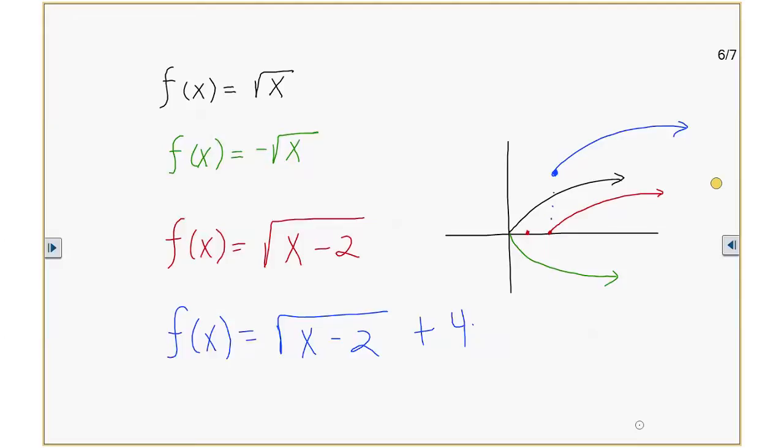Let's try one more. And the reason I want to do this one is because with these, with the parabola, with the absolute value, and with the square root, you can see the vertex. But the next one, you're not going to be able to see the vertex that much. And that's with the cubic function.